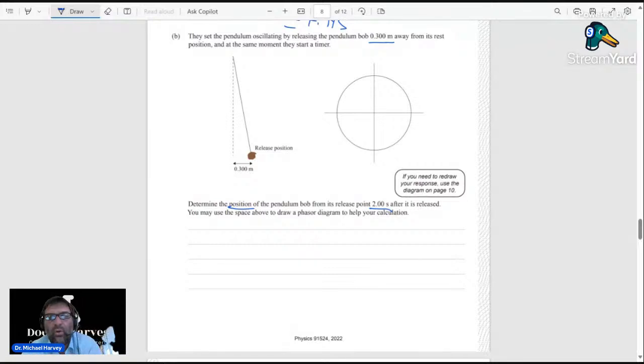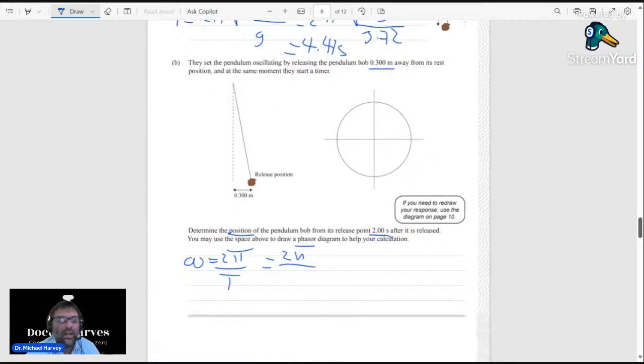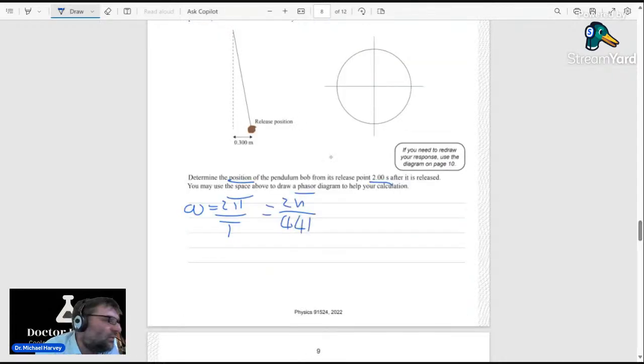Okay, phasor diagram. First things first, because we're dealing with SHM and phasor diagrams, the first thing you've got to work out is your angular velocity. So omega equals 2 pi over T. We've already looked at that previously in question 1. So we plug in the numbers, and it's 2 pi over, what's our T? That's the first answer, 4.41 seconds roughly. So it's about 1.43 seconds to the minus 1.